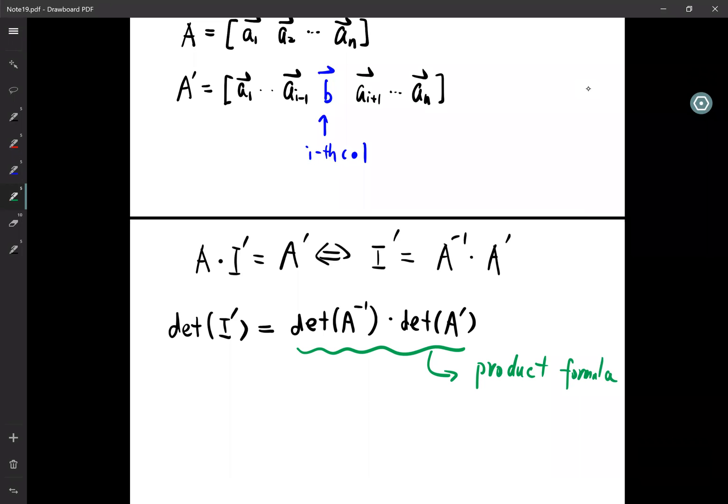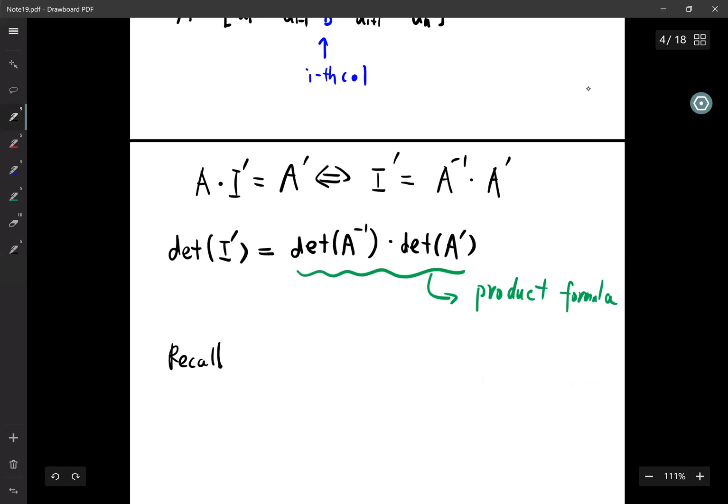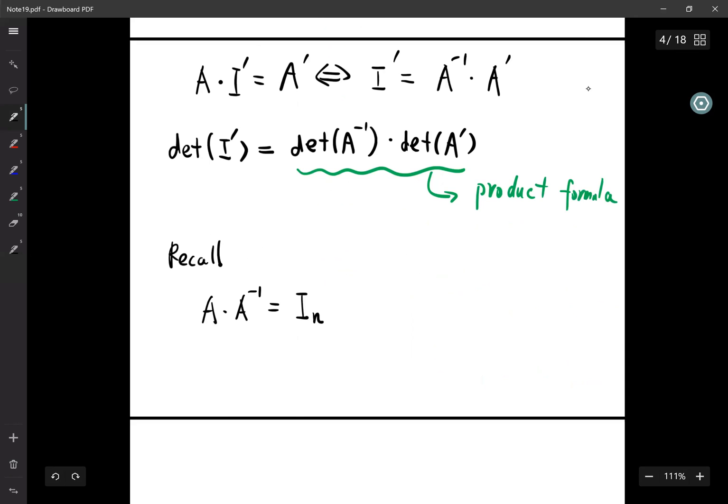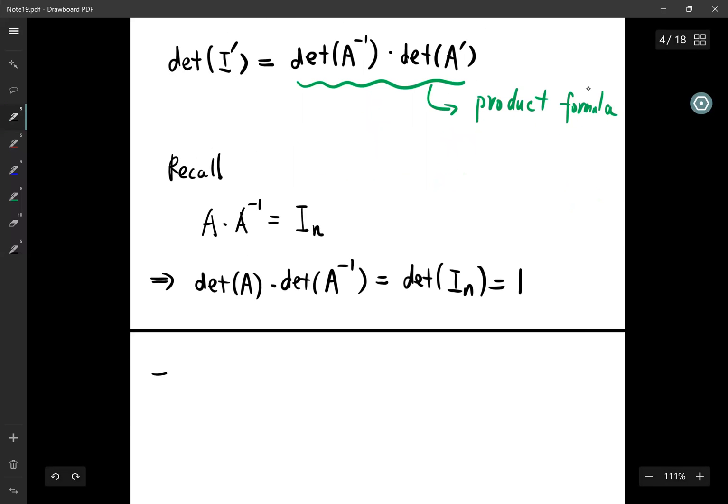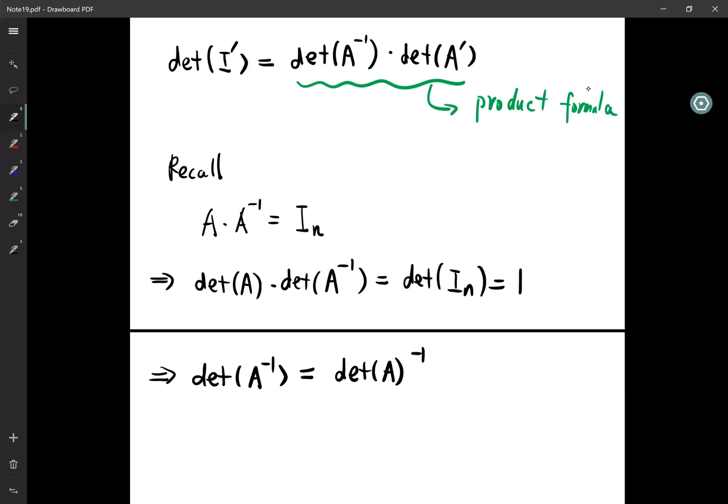So how is this related to the ratio we talked about before? Recall that A times A inverse is always equal to identity, called IN. So I can again apply the product formula. This means determinant of A times determinant of A inverse equals determinant of IN. But the identity matrix has 1, 1, 1, 1 on the diagonal, so it's just the product of all ones, which is 1. So then the determinant of A inverse is equal to determinant of A to the minus 1. The determinant of an inverse matrix is nothing but the inverse of the determinant.